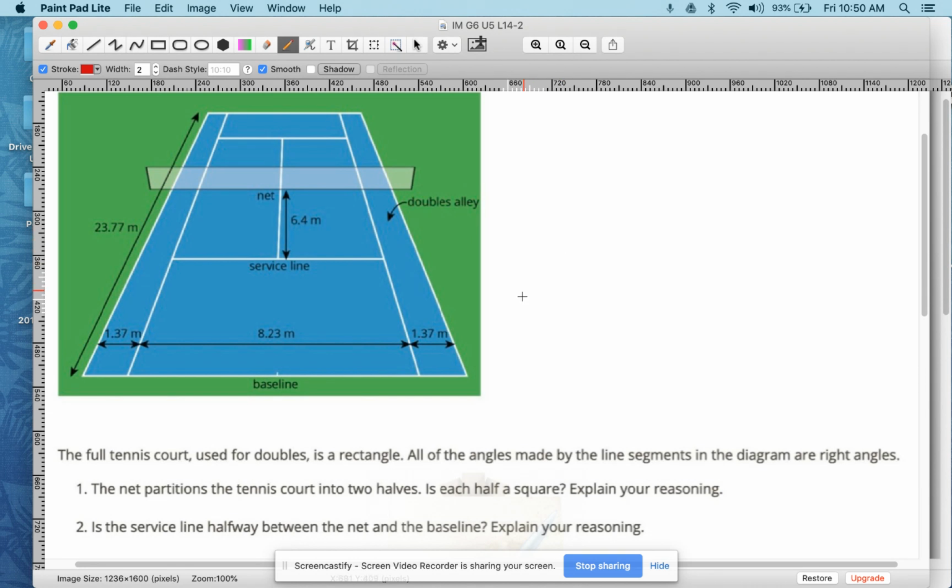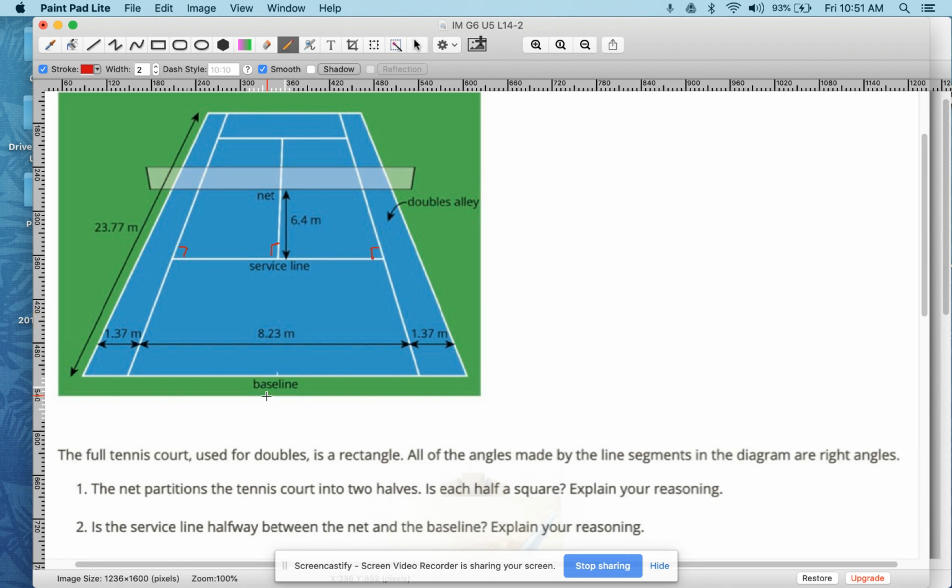So on this one, the full tennis court used for doubles is a rectangle. So here's the full tennis court, and it's a rectangle. We can kind of see that it's a rectangle. All of the angles made by the line segments in the diagrams are right angles. So they're saying that this is a right angle, this is a right angle. Okay, so they're giving you information to tell you it's not skewed, even though it looks like it's skewed because of the depth of the court.